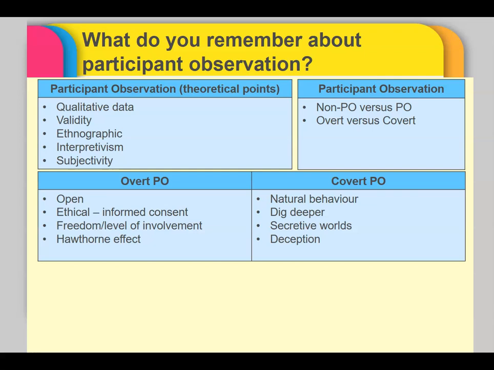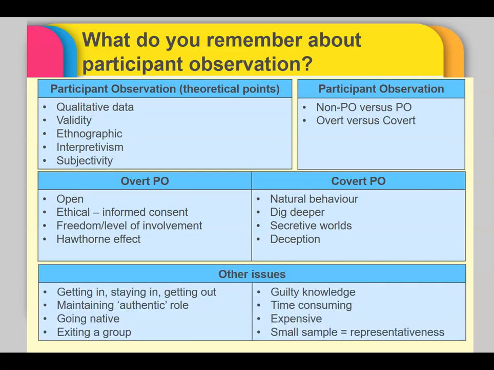You might remember that overt, as I just said, is open, is felt to be ethical with informed consent. There's a degree of freedom and a level of involvement that you can control, but there is the dilemma of the Hawthorne effect. And of course with covert you've got more natural behaviour. You can see people in their natural behaviour, dig deeper, you can see secretive worlds, but there is the issue of deception. If you go back to your PowerPoint notes and your class notes on PO, you'll see a lot more on these factors.